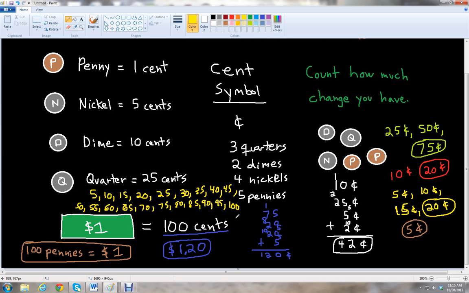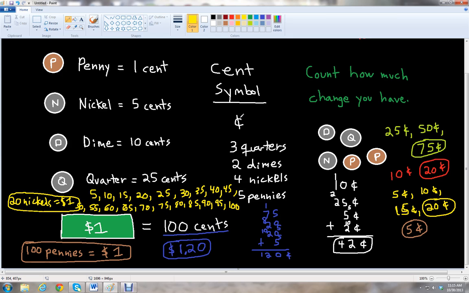So now when we counted by fives, we'll just count how many nickels that we have. How many fives do we have? We had 1, 2, 3, 4, 5, 6, 7, 8, 9, 10, 11, 12, 13, 14, 15, 16, 17, 18, 19, 20. So we know that 20 nickels equals $1. So 20 nickels equals $1.